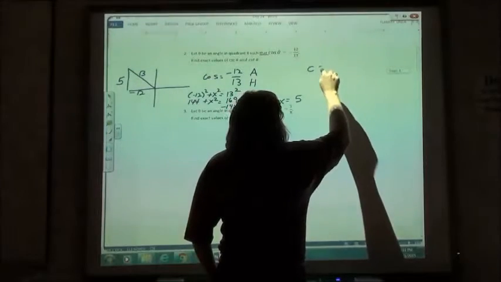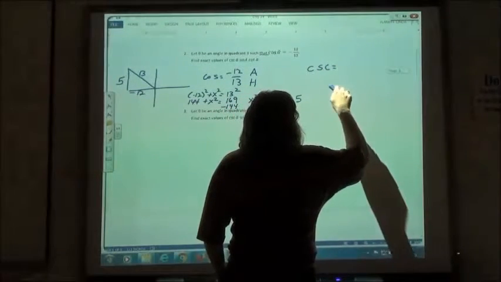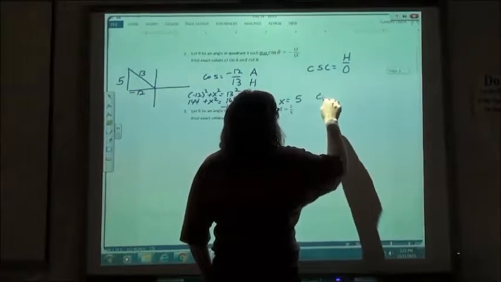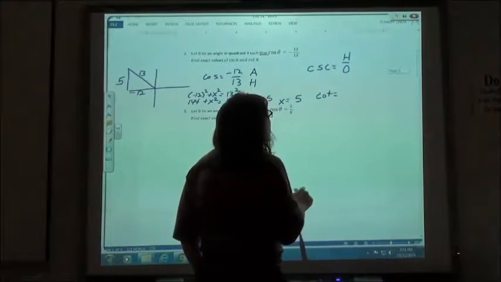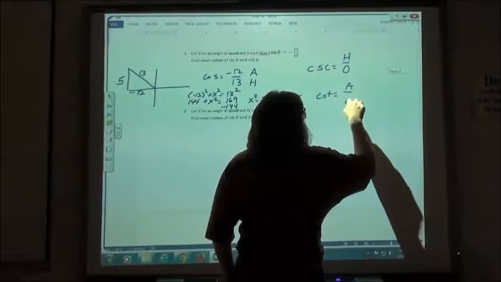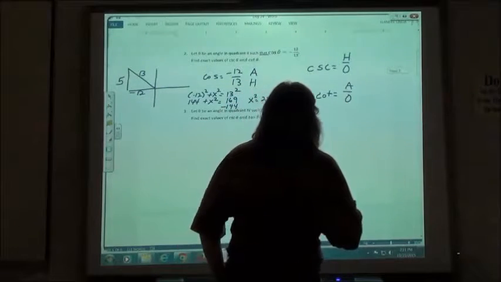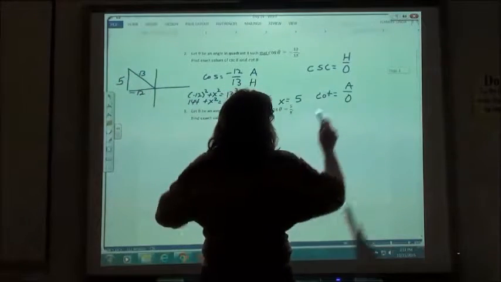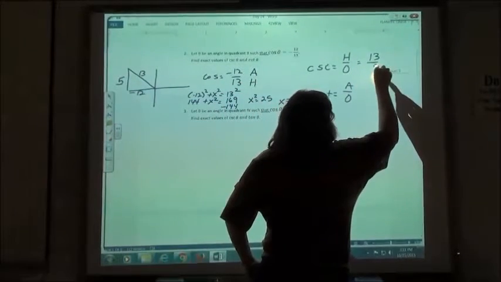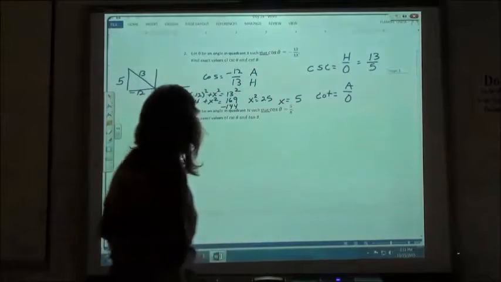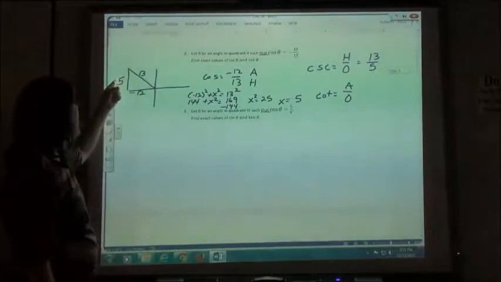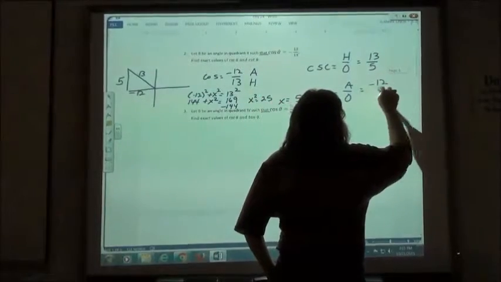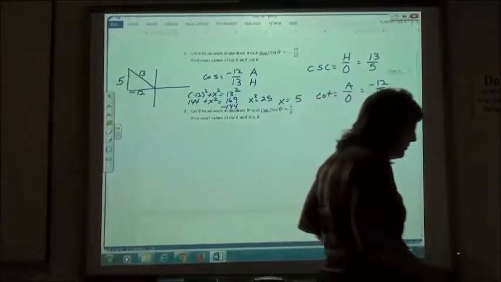Cosecant. Cosecant is the inverse of the sine, so we have hypotenuse over opposite. Cotangent, inverse of the tangent, so adjacent over opposite. So my hypotenuse is 13, my opposite is 5. I'm going to have 13 over 5 then. My adjacent over my opposite, negative 12 over 5, so negative 12/5.